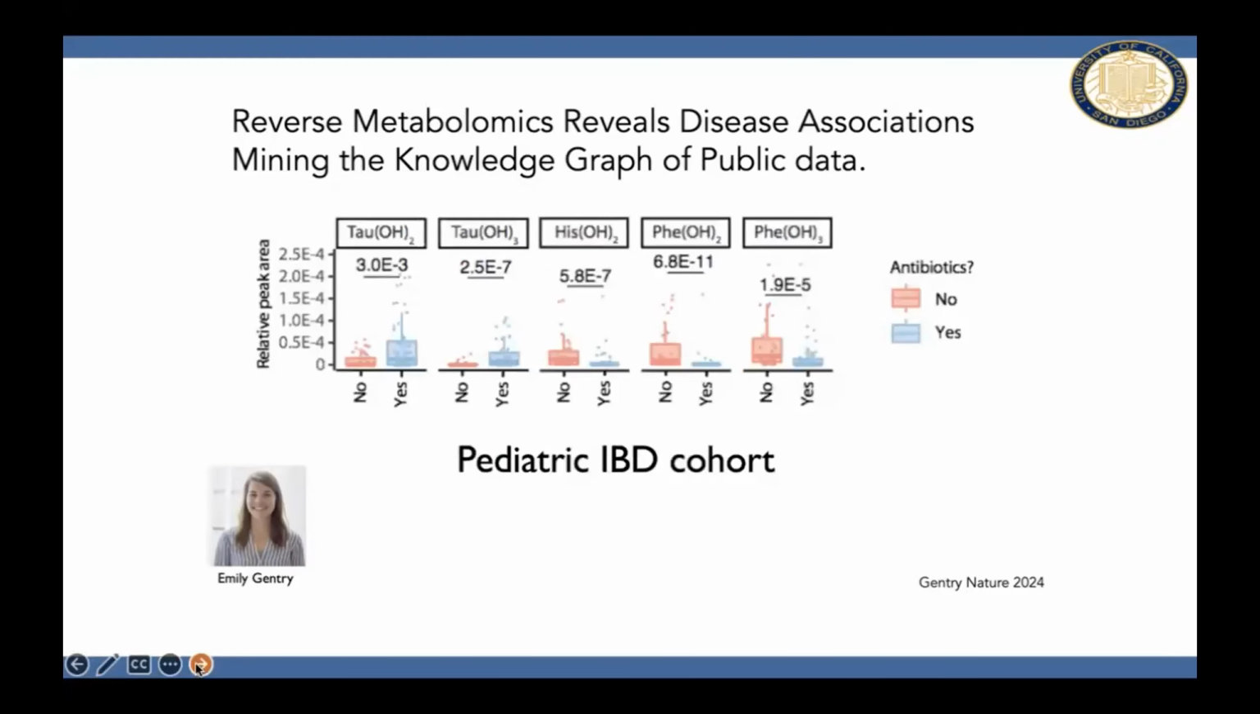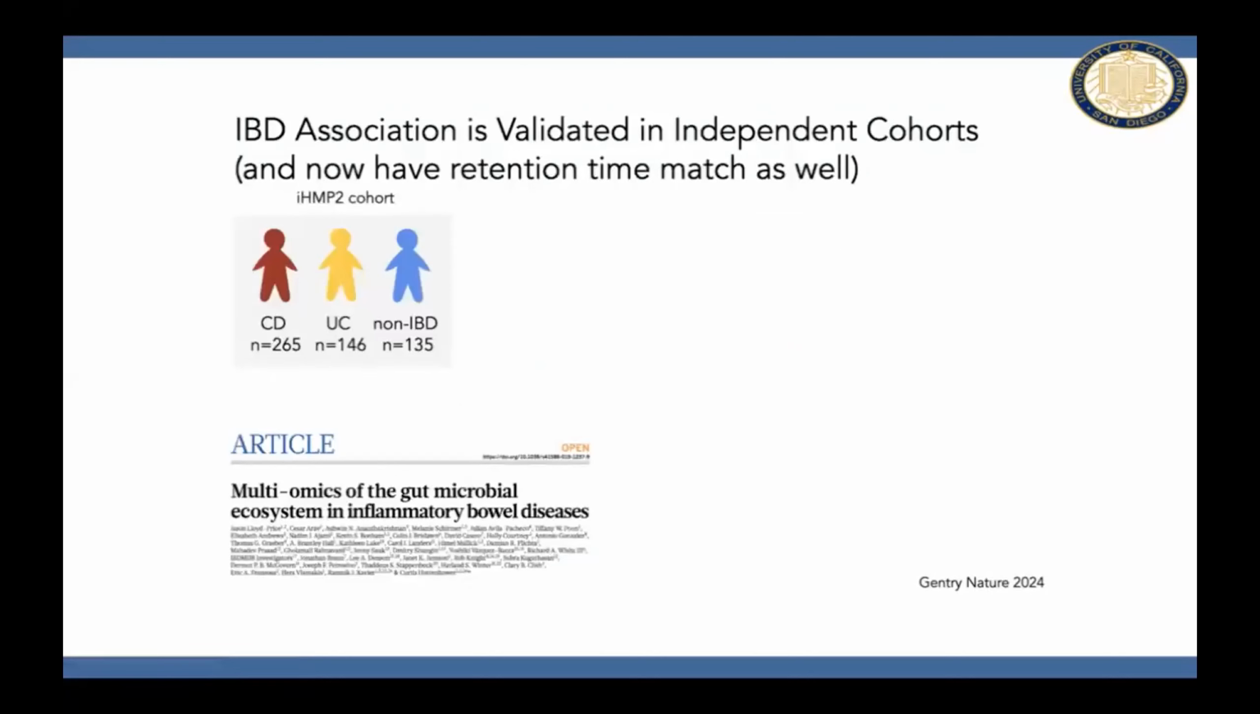But then to provide additional confirmation that this is likely produced by microbes, there's a pediatric IBD cohort, and they had yes and no antibiotics. And what you can see is that some of these new conjugates or amidates are decreased when the infants were provided antibiotics. And again, we get this for free. But it's still mining public data, and you want to be able to confirm the information that you get.